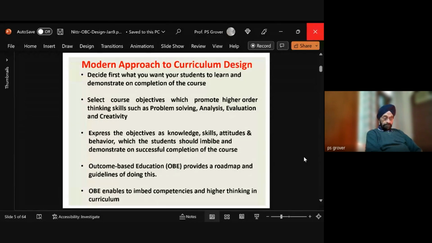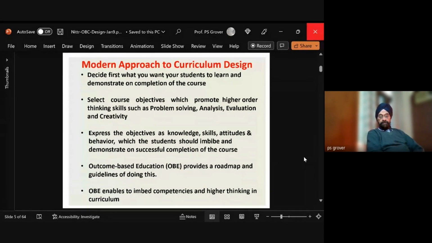The curriculum we have been following in our institutions has been a traditional syllabus. We deliver them, we teach them, right? We never check how much students learn. So the modern approach to curriculum design is to decide first what you want your student to learn and demonstrate on completion of the course.